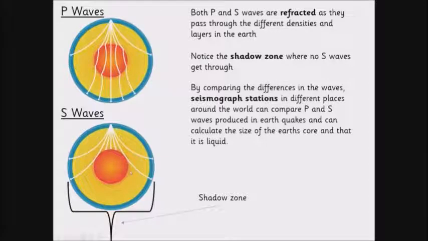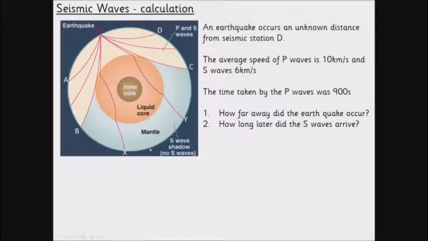Okay, and what happens is by comparing the differences in the waves, seismograph stations over the Earth in many different places can compare P and S waves produced in earthquakes and can do some calculations on the size of the Earth's core and also that it's liquid. So it's not guesswork, it is by looking at P waves and S waves from earthquakes and by looking at them at different points on the Earth's surface.